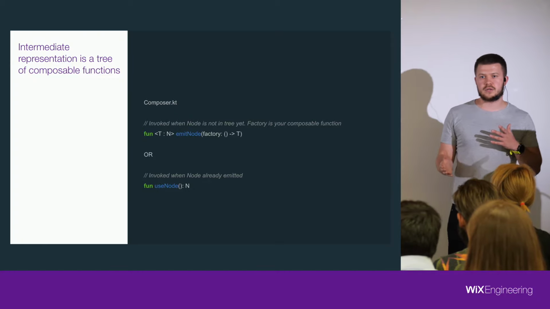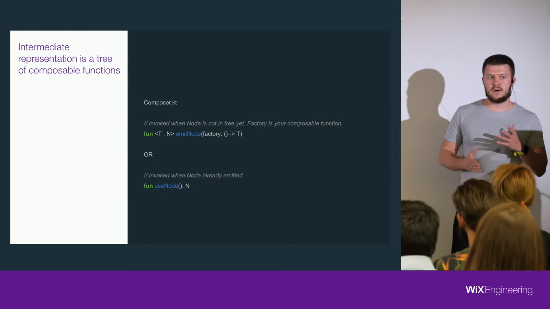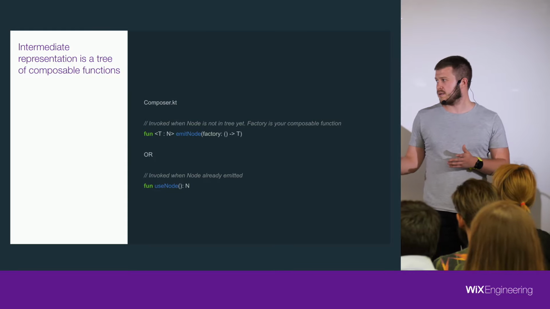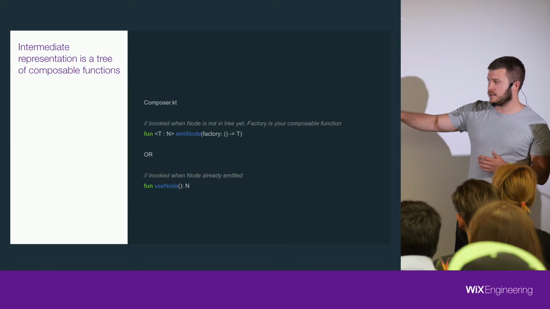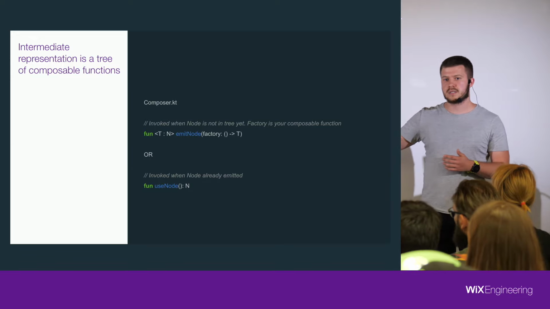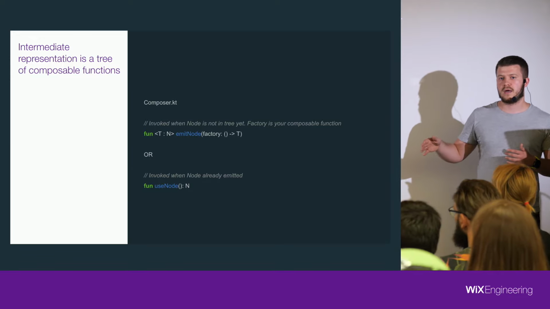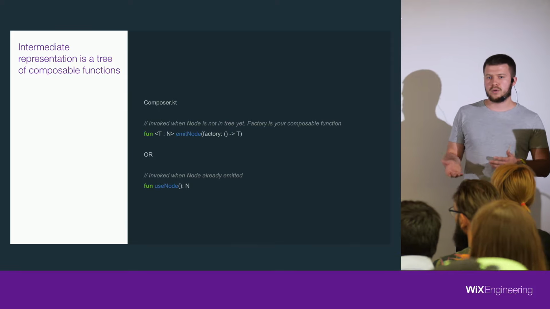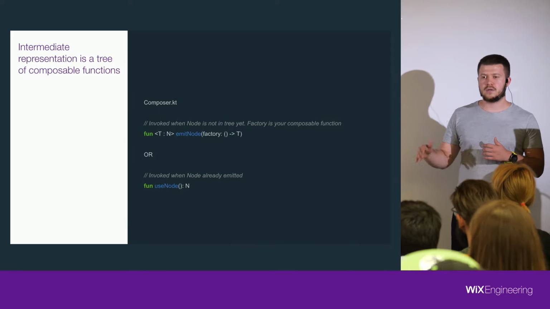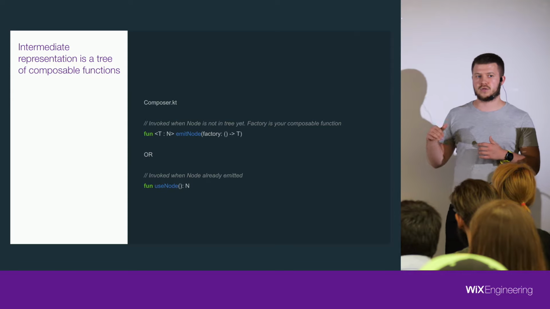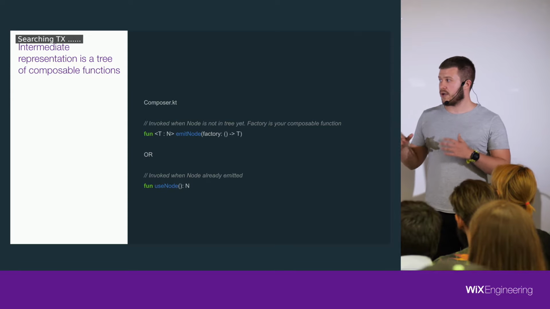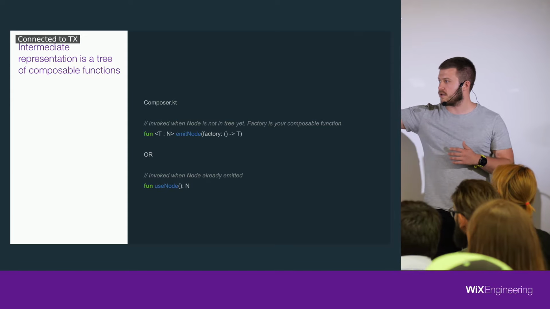It's very similar to the virtual DOM in React. So we have emit node and we have use node. If it's already in the intermediate representation, we don't have to insert or emit it in our tree. If we don't have this node, we call emit node.